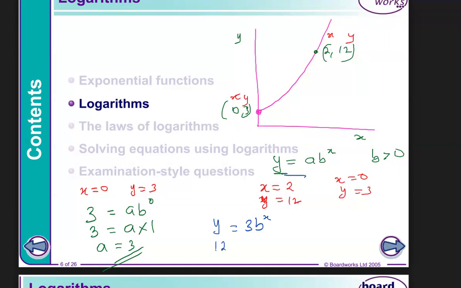So you first put 12 here, equals to 3 times b squared. You divide both sides by 3. So that gives you what? 12 divided by 3 is 4, so 4 equals to b squared. B, we got to what? Square root of 4. B equals to 2. That's it. So that means that a is 3, b is 2.